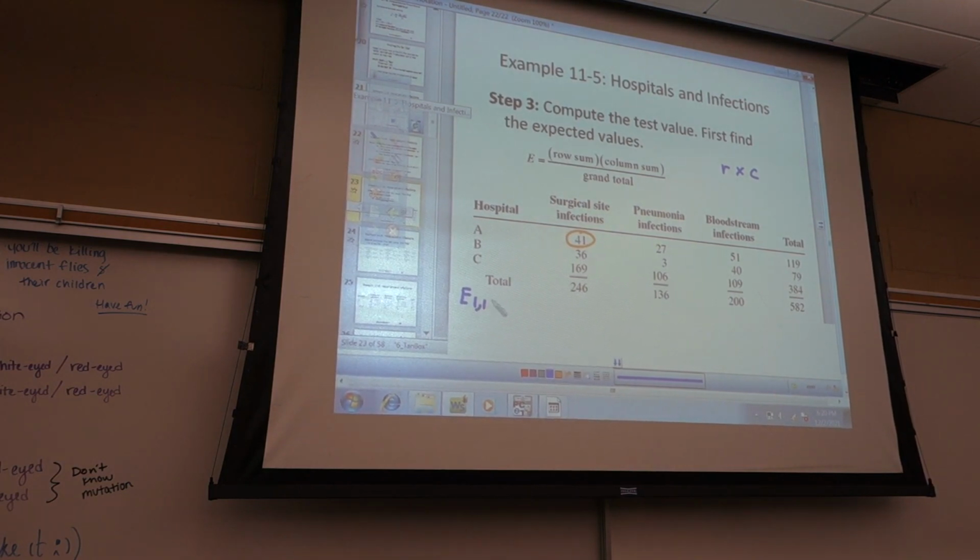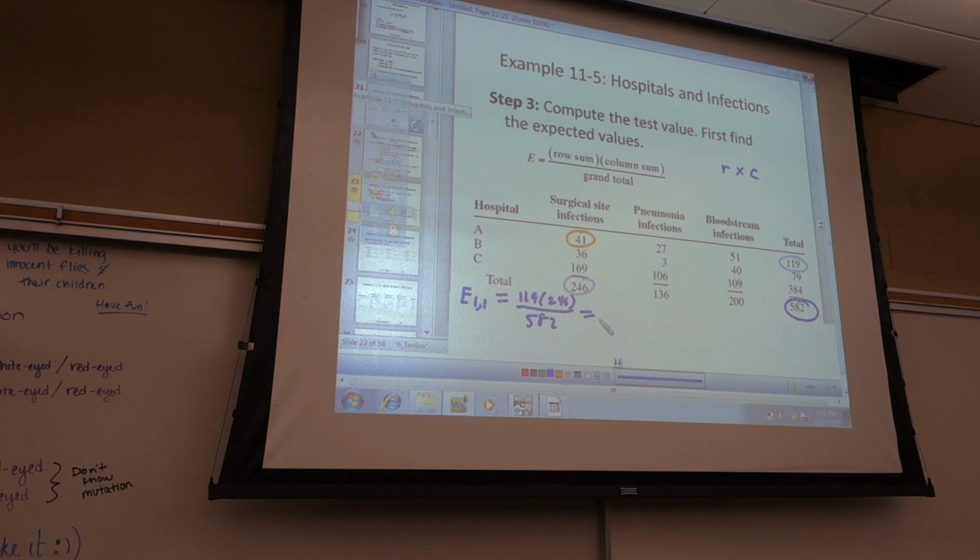So, E11, that is equal to my row sum. This is my row sum out here. Everyone look up. This is my row sum out here. 119. And I need my column total. 246. So 119 times 246. Multiply those, divide by my grand total. 582.